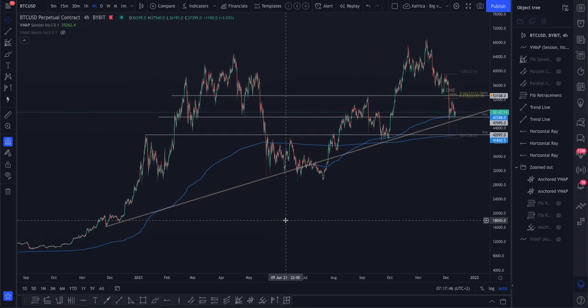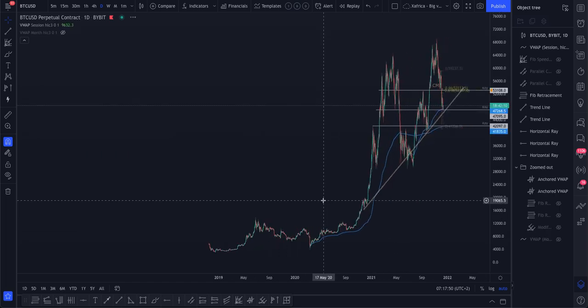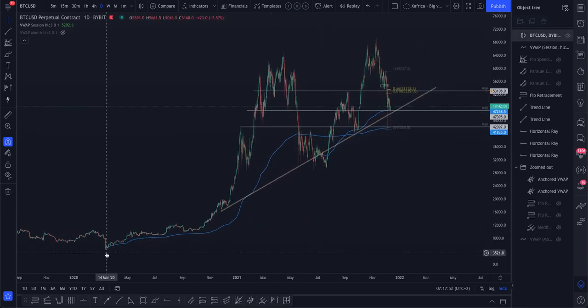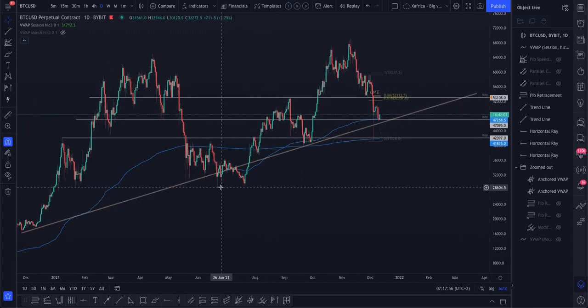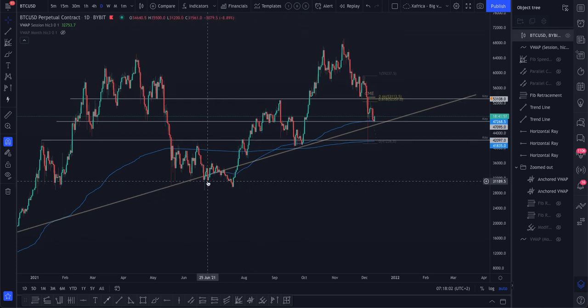Tools that I use. The one is the anchored VWAP. Let me just go out to the daily. The one is the anchored VWAP from the Corona lows there, and the other one is the anchored VWAP from the June lows, the lowest point in June. The one from the Corona low stopped us, that big dump on Saturday morning last week, yeah, exactly a week ago.